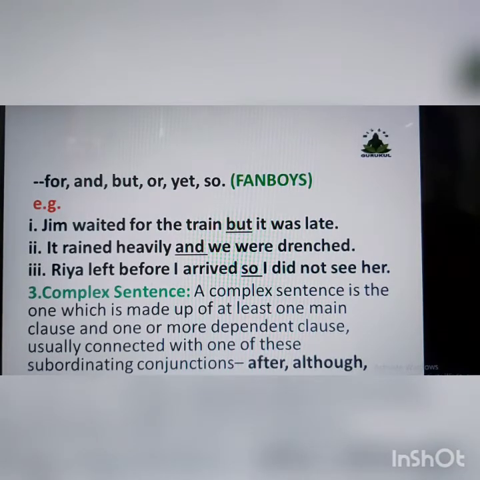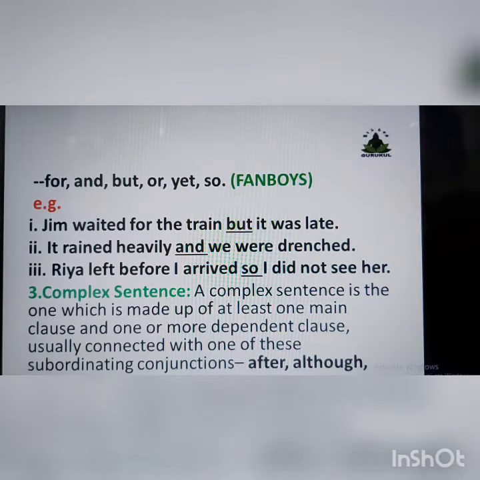These are the examples of coordinating conjunctions, and for you to easily remember these coordinating conjunctions, you can keep in mind the word FANBOYS. F for for, A for and, B for but, O for or, Y for yet, and S for so. So it will tell you that FANBOYS are the examples of coordinating conjunctions. Now, let's see in the example.